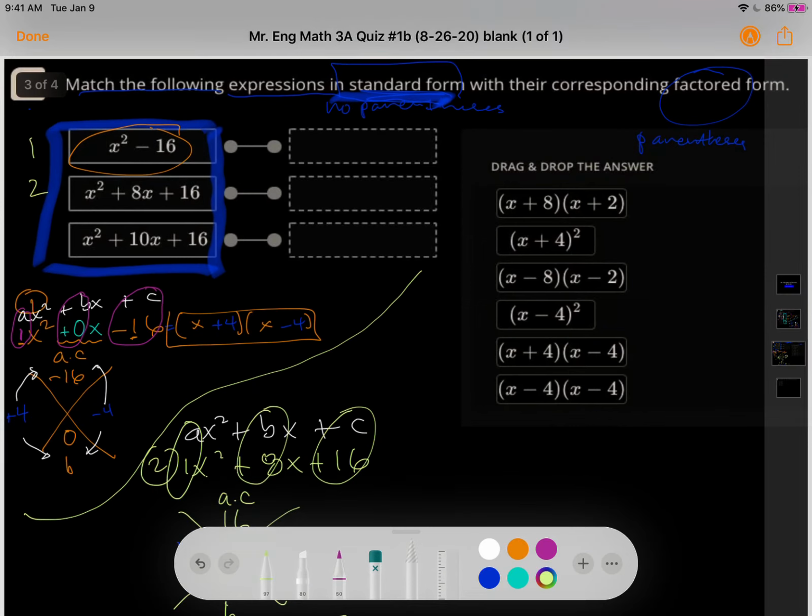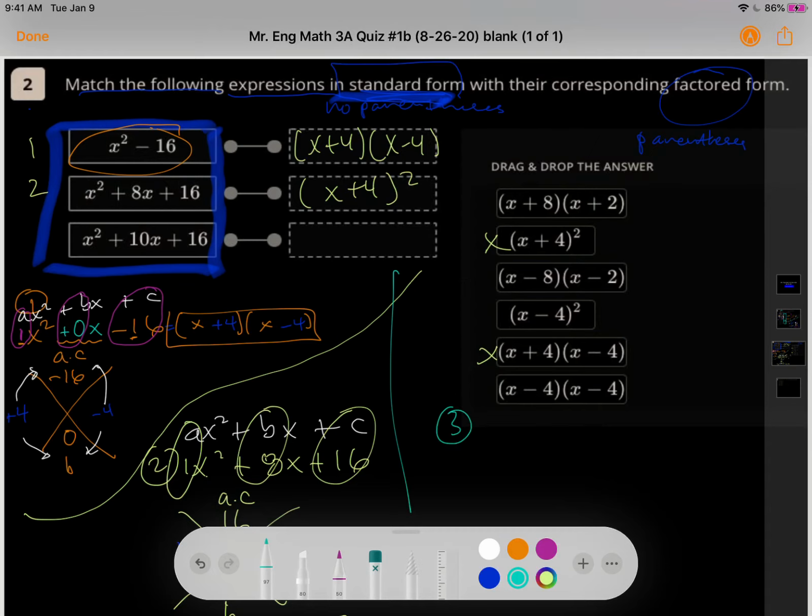Not working for me. Oh, we didn't write our answers from the last one. So the first one was x plus 4, x minus 4. And the other one is x plus 4 squared. And treat it like multiple choice, so we know it's not this one. And I know I can't use that for the third one. Okay?